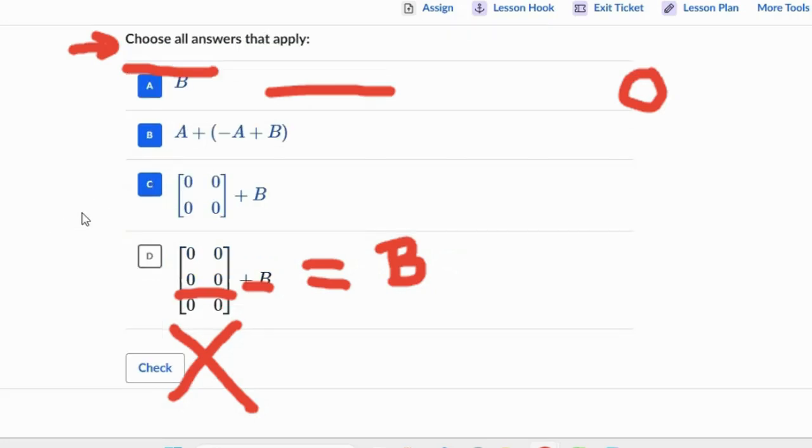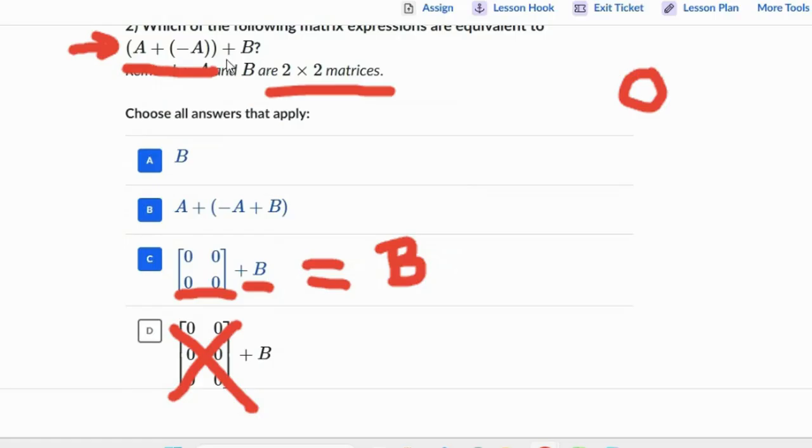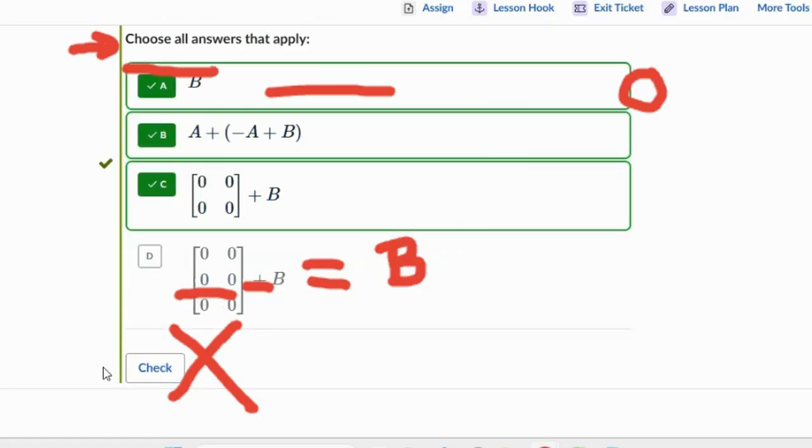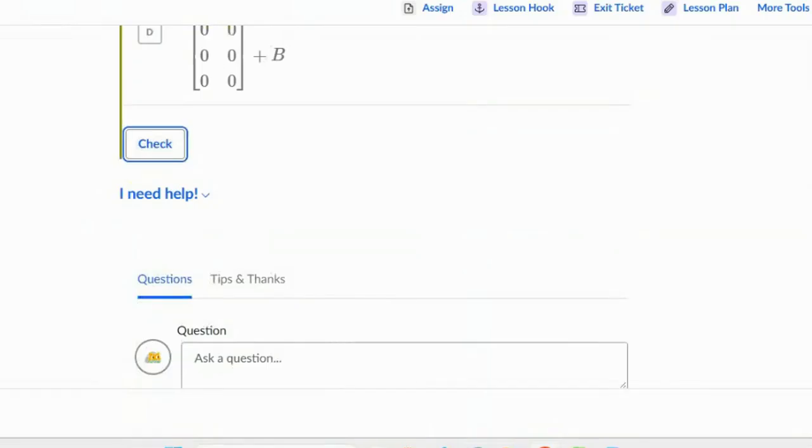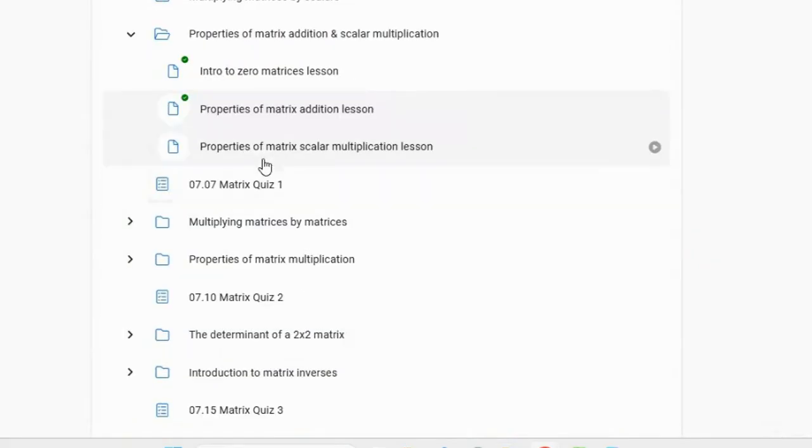That one took a little logic, thinking through it. How does this work? But that's right. A, B, and C all work. They all work. Okay, that is the end of that lesson. What else we got left here? Let's see. We have one more, properties of matrix scalar multiplication. Then we're going to look at this quiz.